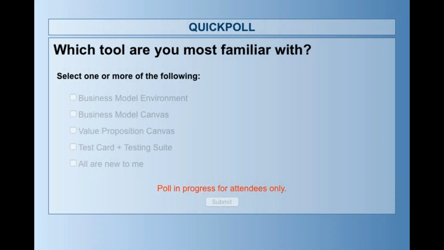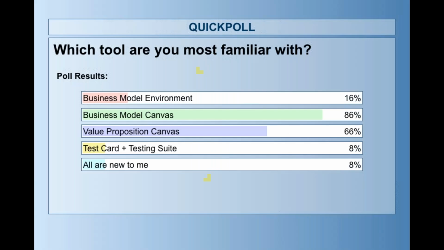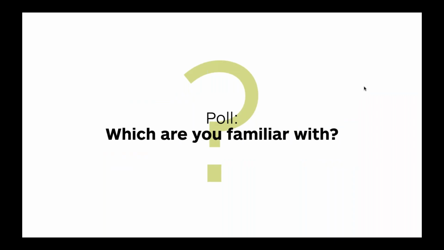All right, we're going to close the poll. Okay. Here are the results. 16% for business model environment, 86% for business model canvas. You were right there, Alan. 66% for value proposition canvas, 8% for test card and testing suite, and 8% for all are new to me. Okay, so very few people know nothing about this stuff. That's good to know.